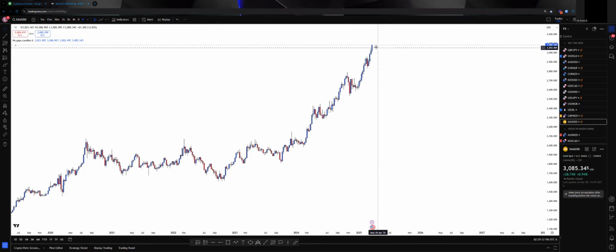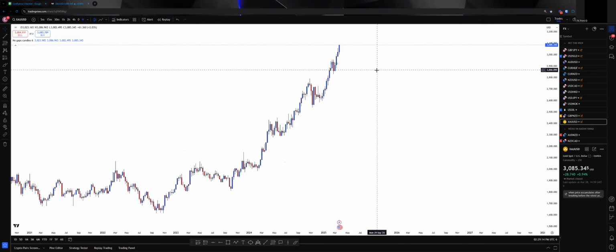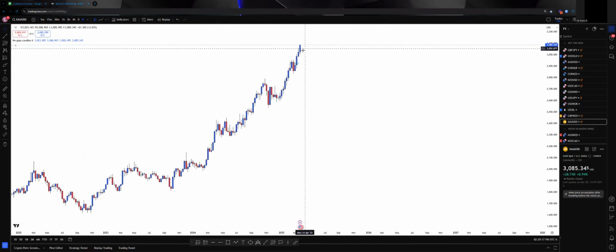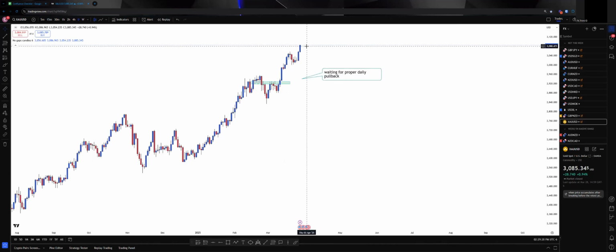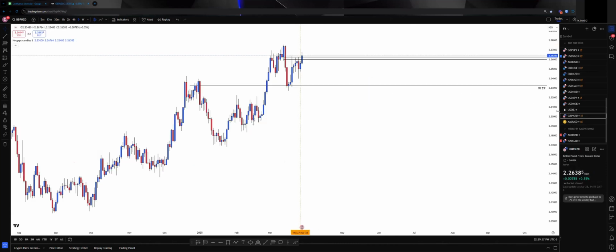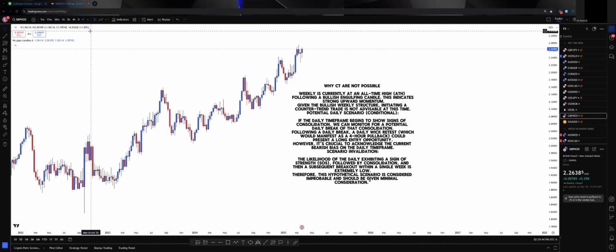So starting off with gold, we're at a higher high. On the weekly, that means we'd be looking for a wick pullback continuation, but we don't have any area of interest for it to pull back to. It's just at an all-time high. Even if the daily pulls back, there's no area of interest for it to pull back properly to, unless it pulls back and then it'll shift. So nothing on that.